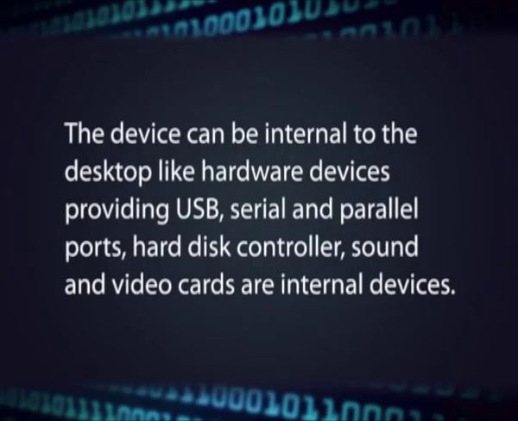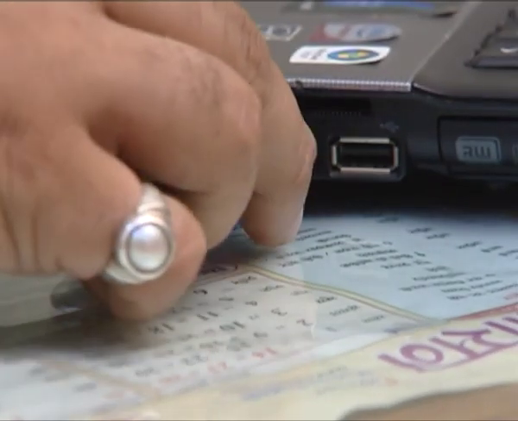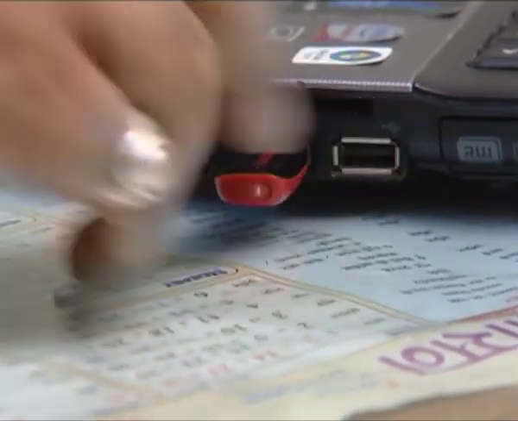So, we start with, as we have studied earlier, a large number of devices can be connected to a computer system. The device can be internal to the desktop like hardware devices providing USB, serial and parallel ports. Hard disk controller, sound and video cards are internal devices. The devices which are connected over these ports are called external devices. The operating system is used to configure the devices connected to the computer system.